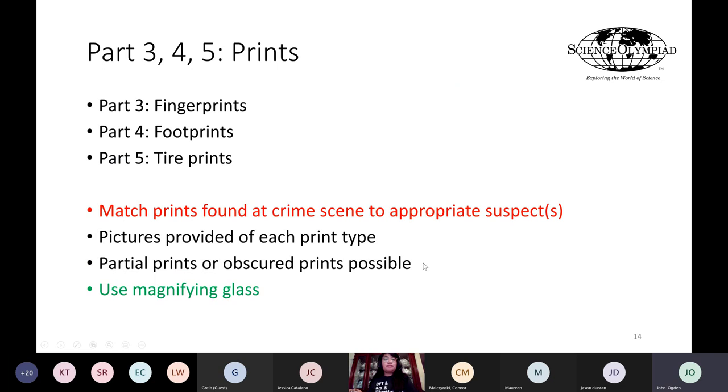Kathleen, we have a couple more questions. Sure. One says, is there a suggested ratio of powder to liquid?